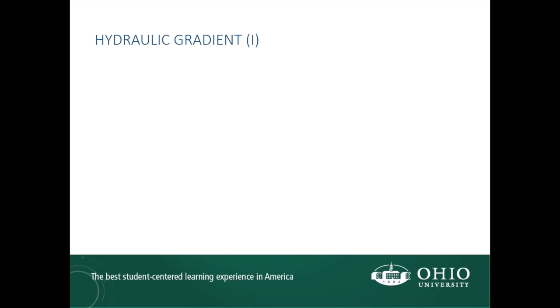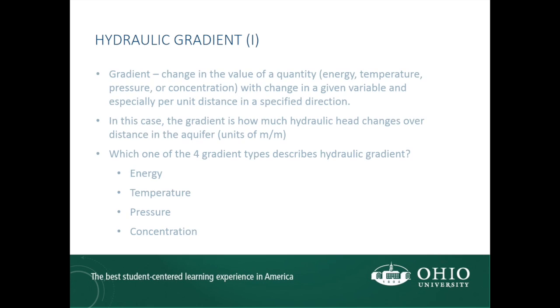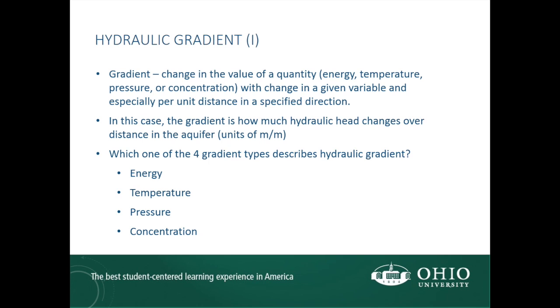We'll start with hydraulic gradient. Does anyone know what a gradient is? A gradient is a change in the value of a quantity with a change in a given variable. Gradients are usually per unit distance and have a specified direction. Gradients can be related to energy, temperature, pressure, or concentration.